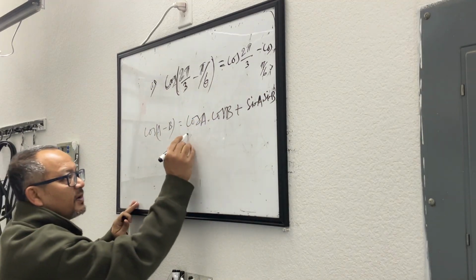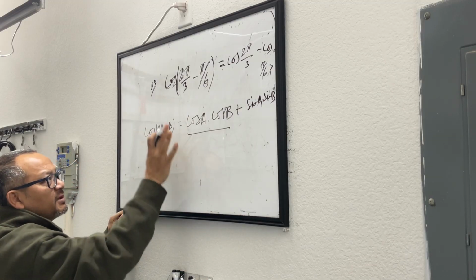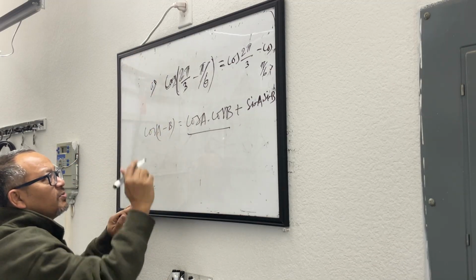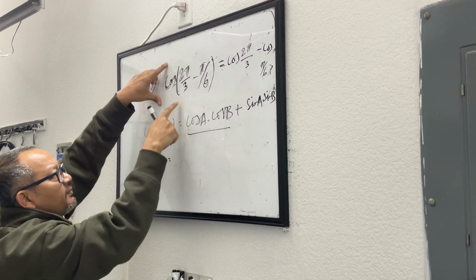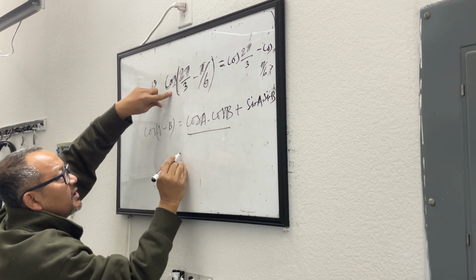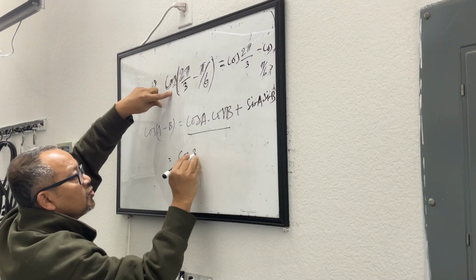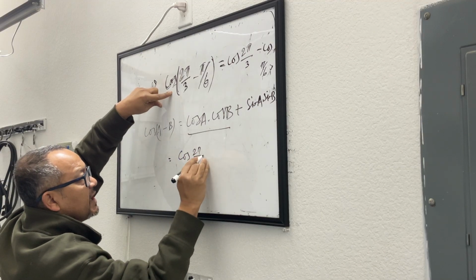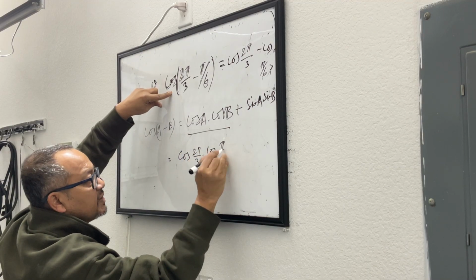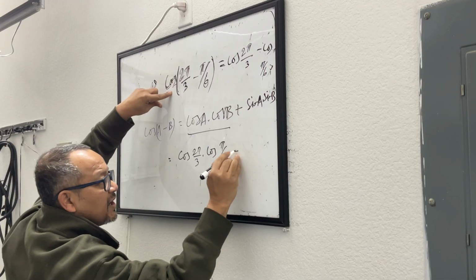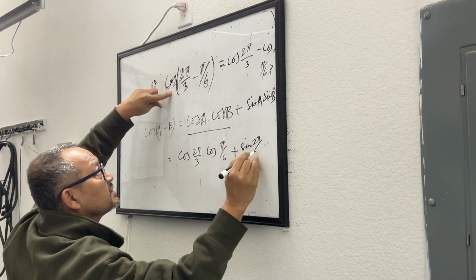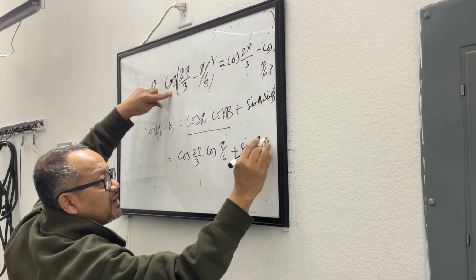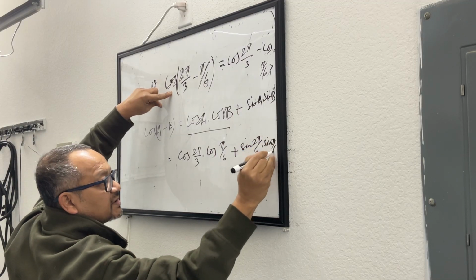And this goes by this formula. Just for the sake of simplicity, I don't want you to spend too much time on this kind of question in the exam. But if you plug in this formula, this becomes cos of 2 pi over 3 times cos of pi over 6 plus sine of 2 pi over 3 times sine of pi over 6.